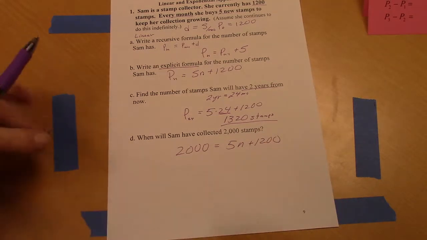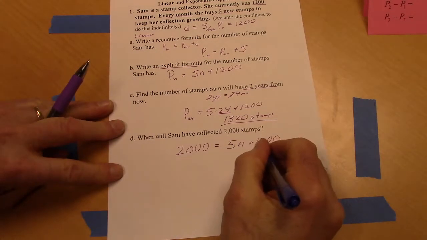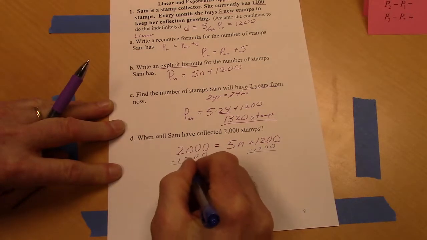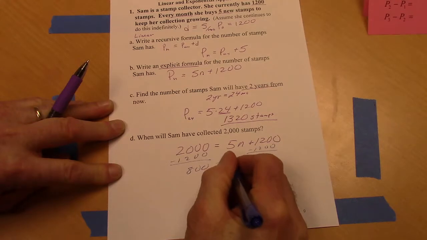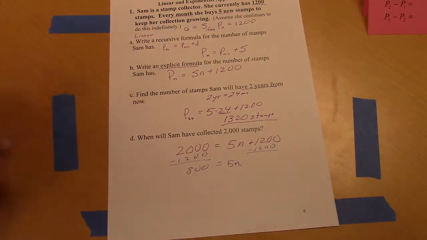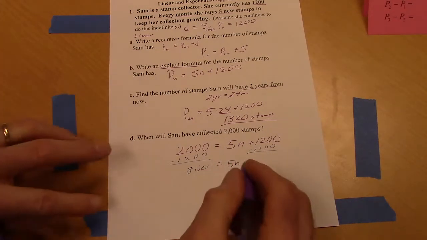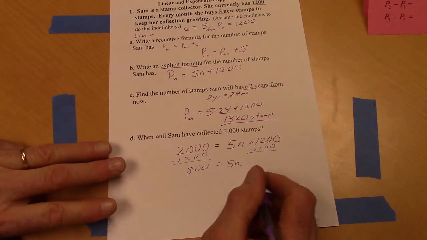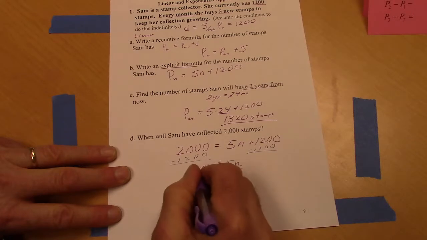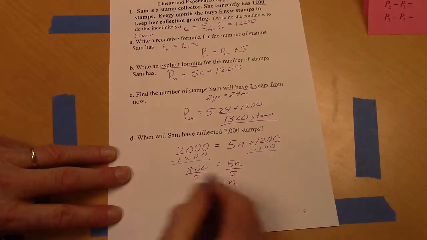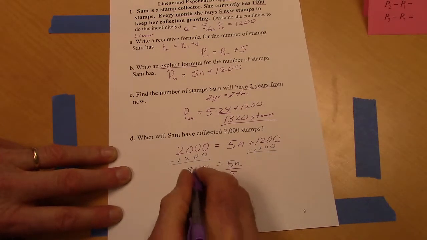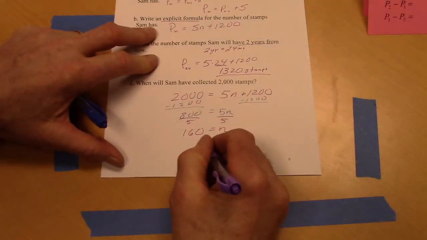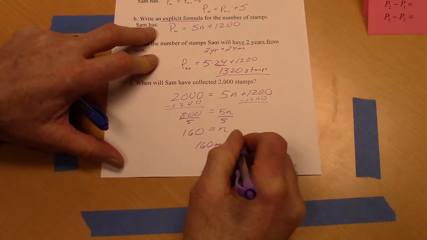So that makes sense. If you already have 1,200, then obviously if we subtract 1,200 from both sides, really we're asking how long will it take to collect 800 more. When you divide by 5 on both sides, you can use your calculator if you want, but 5 goes into 8 one time with 3 left over, so that's 160. It will take 160 months.